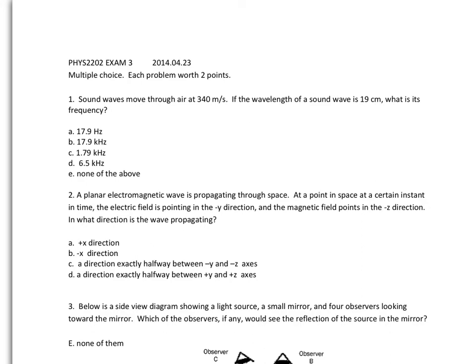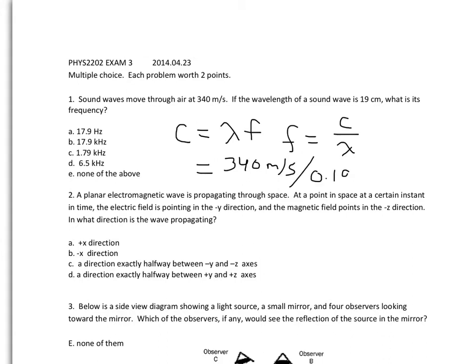On problem 1, you need to use the formula that the speed of a wave is equal to the wavelength times the frequency. That means we can solve for the frequency by simply taking the speed of the wave divided by the wavelength. In this case, that's 340 meters per second divided by 0.19 meters. So the answer here is 1.79 kilohertz.